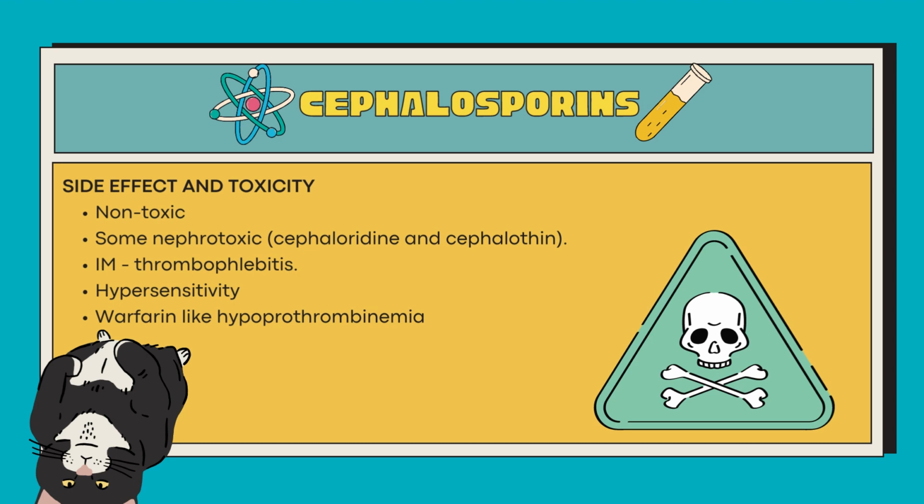Now we move on to the side effects and toxicity of cephalosporins. Cephalosporins are relatively non-toxic, although some are nephrotoxic. Intramuscular injection is painful, and injection outside the vein may cause thrombophlebitis, hypersensitivity, superinfection with Pseudomonas or Candida. Some cephalosporins, cefoperazone, ceftriaxone, and moxalactam cause warfarin-like hypoprothrombinemia, causing prolongation of clotting time and bleeding.